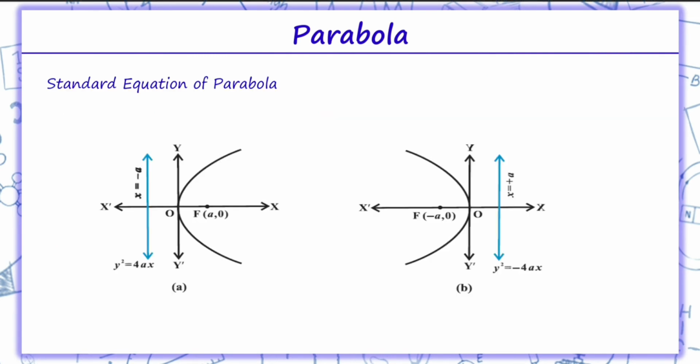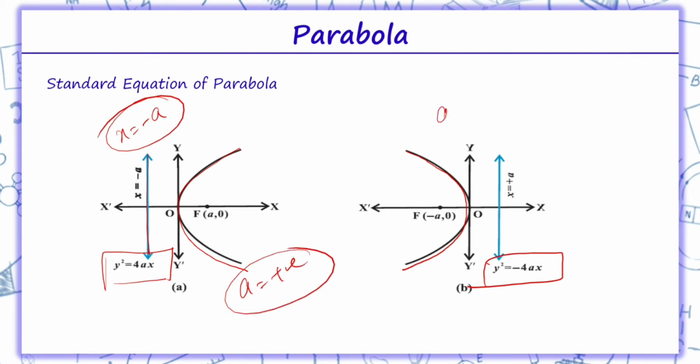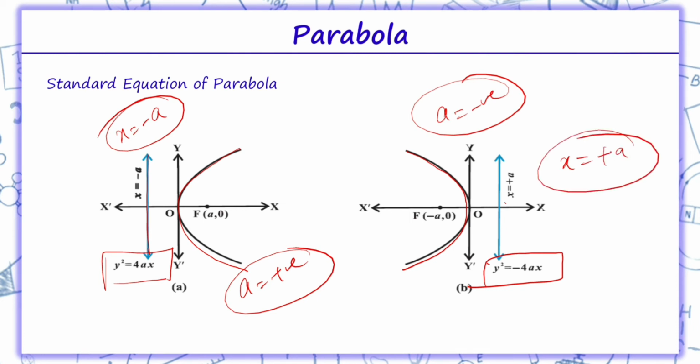Coming on to standard equations of parabola. As we can see over here, the parabola is on the x axis, therefore, the equation will become y square equal 4ax. When this parabola lies on the negative x axis, the equation becomes y square equal minus 4ax. The equation of directrix in the first case is x equals minus a, because a was positive over here. In the second case, since a is negative, the equation of directrix becomes x equals plus a.